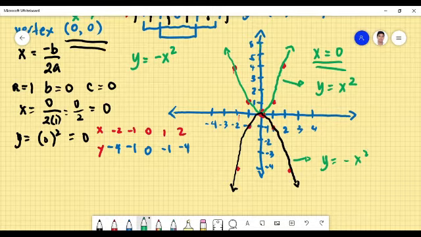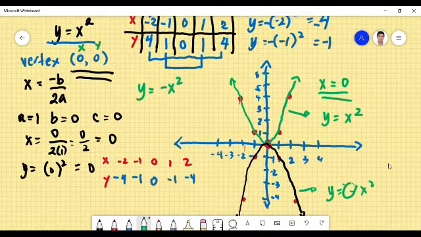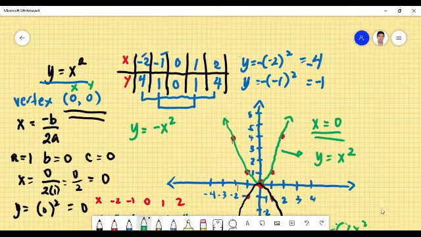So, yun, pagkakaiba lang natin. So, pwede nating makonclude dyan if the value of a, kasi a yung coefficient ng x squared is positive, the parabola opens upward. And when the value of a is negative, yan, nakikita natin dito, negative siya. So, the parabola opens downward. Okay? So, yun yung pagkakaiba ng graph ng x squared and negative x squared as our quadratic function.